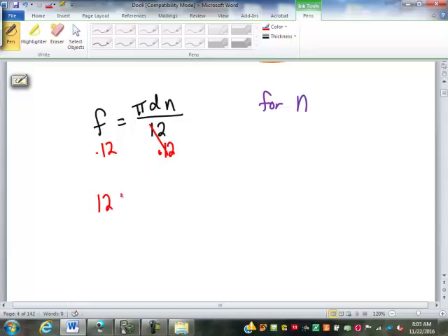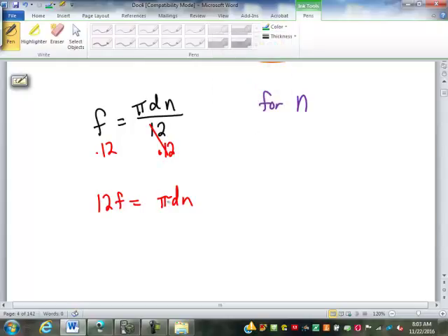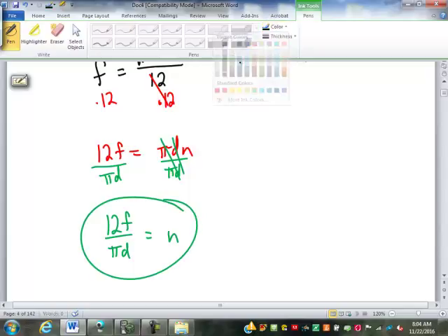So 12 times F is 12F equals pi D N. And then I'm going to divide by pi D. So I've got 12F over pi D equals N. Now you guys use what, 3.82F over D? That's just 12 divided by pi, is 3.82. But you can see where it comes from. Make sense?